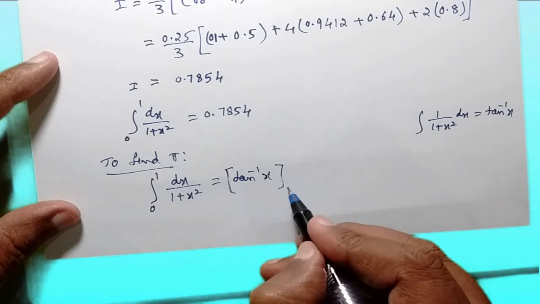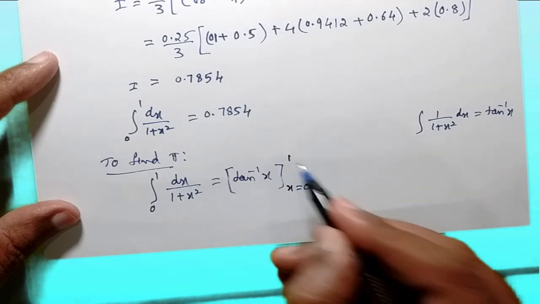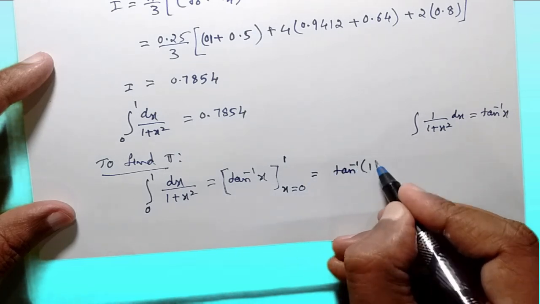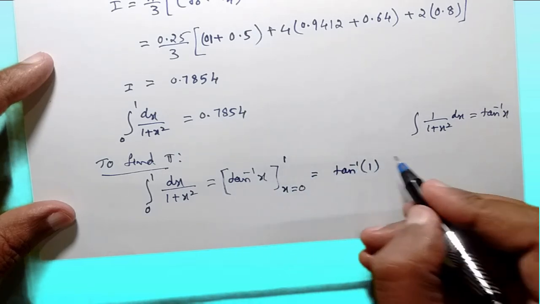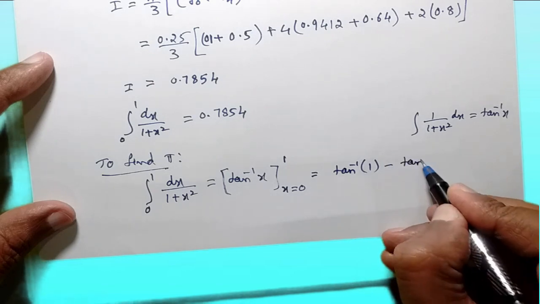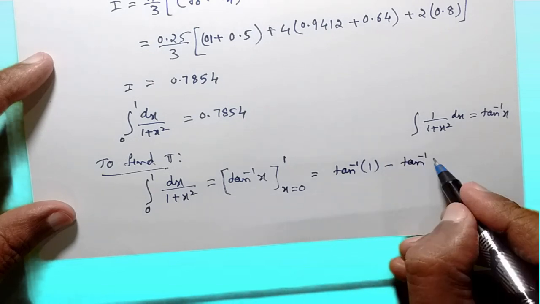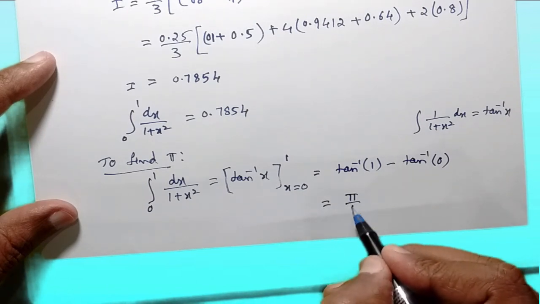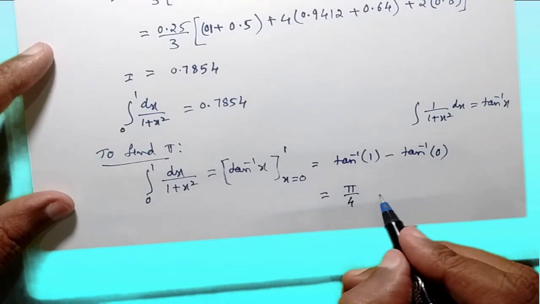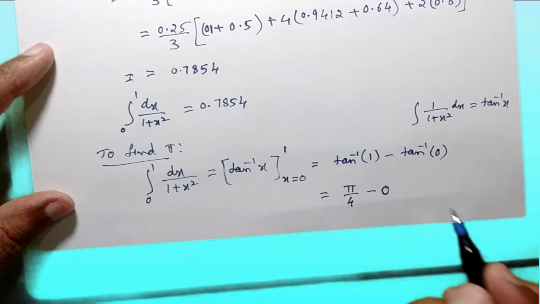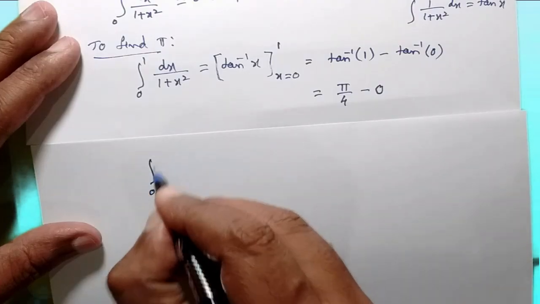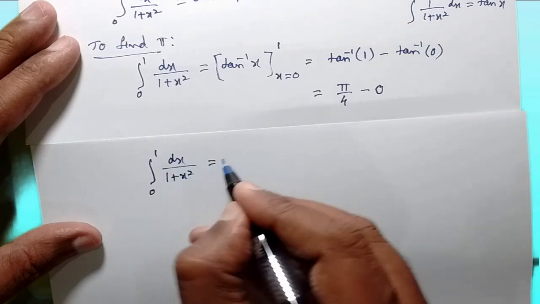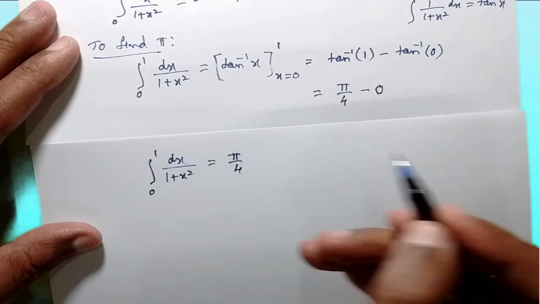And what are the limit values for x? The x values range from 0 to 1. So apply the upper limit value, you will get tan inverse of 1, minus tan inverse of the lower limit value, which is 0. Tan inverse of 1 will be how much? 45 degrees, pi by 4, minus tan inverse of 0, which will be 0. So the integral from 0 to 1 of dx by 1 plus x square has value pi by 4.